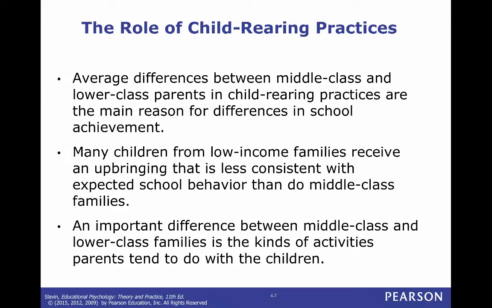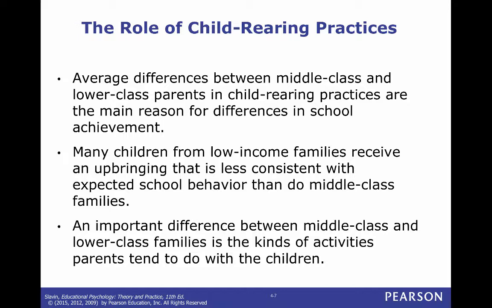Now you have to ask, what does socioeconomic status really have to do with how well kids do in school? Well, it goes back to child rearing practices and the opportunities that are afforded to children at the higher levels of income. So, roles of child rearing practices. A lot of research has been done on this, because the average differences between middle class and lower class parents in child rearing practices are the main reasons for differences in school achievement. As we talked about in the last chapter, children come in with a much richer vocabulary when they're in the middle class or upper middle class.